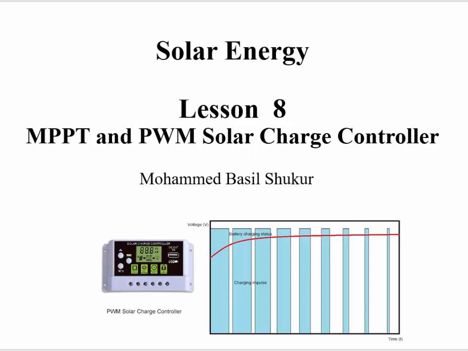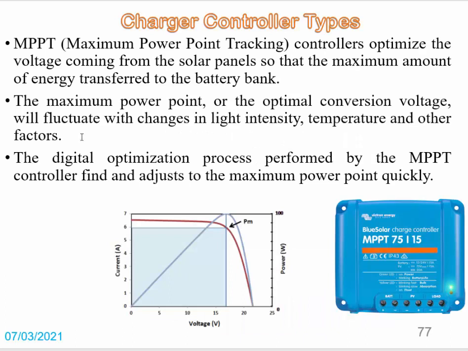Lesson number 8. During this lesson, I'm going to explain the MPPT and PWM solar charger controllers. The first type I'm going to talk about is the MPPT, which stands for Maximum Power Point Tracking controllers. This controller optimizes the voltage coming from the solar panel. This is the most important point: it optimizes the voltage coming from the solar panels, so the maximum amount of energy is transferred to the battery bank.